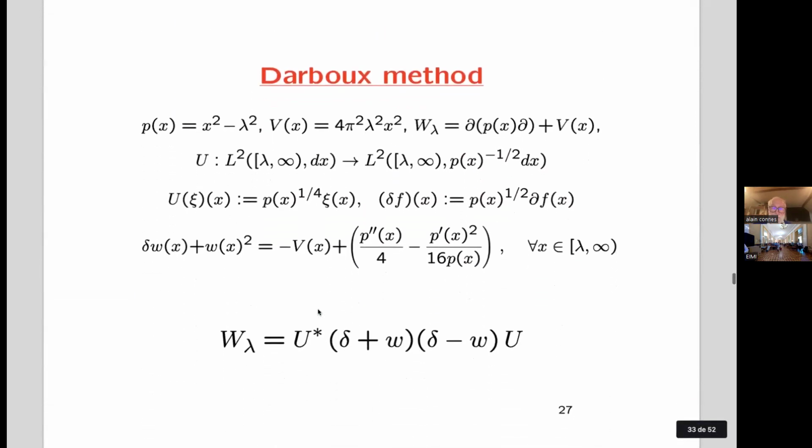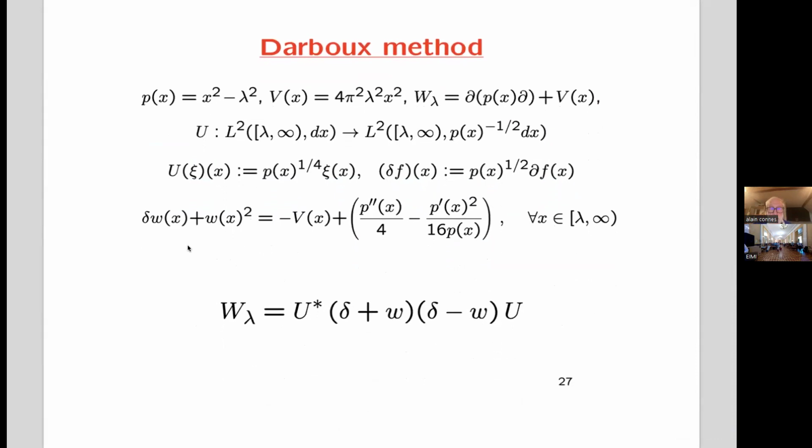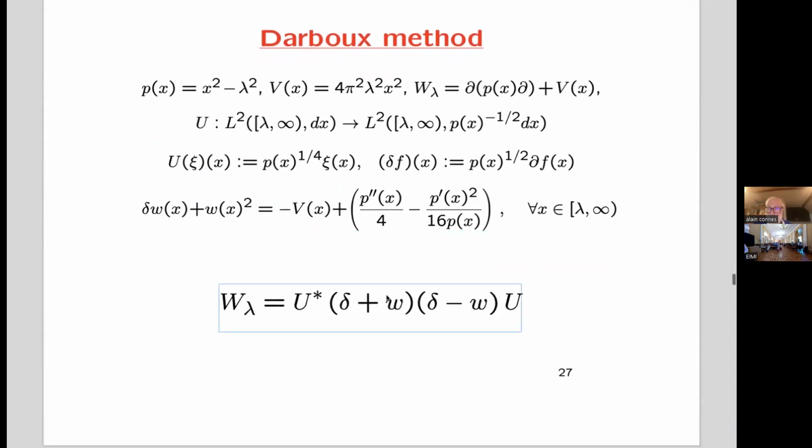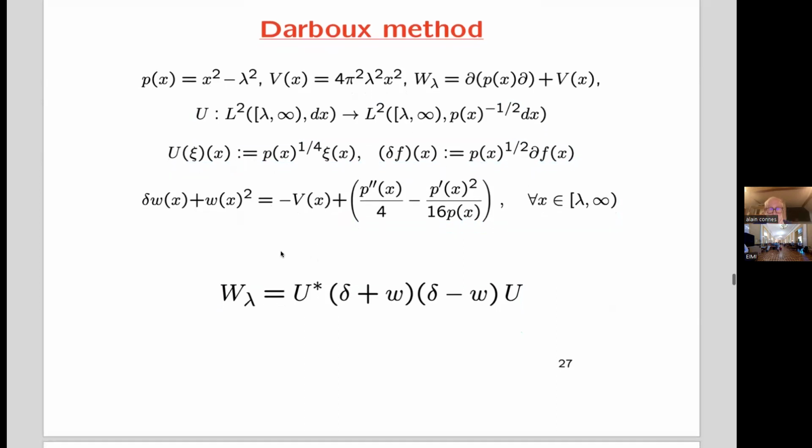So what is the Darboux method? In the Darboux method, there is a potential V of x, and there is also a term which is like the leading symbol. So here it's x squared minus lambda squared, and the potential is this. And when you apply the method, you have to solve a Riccati equation. Solving this Riccati equation gives you the value of a potential, W, which is a function, and which will be such that your operator will be unitarily equivalent, not to a square, but to a product: you take a covariant differential with a plus W and with a minus W. And delta will be a covariant differential, which is given here. But first you have to solve this Riccati equation.